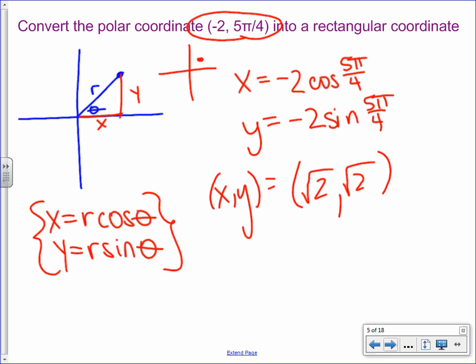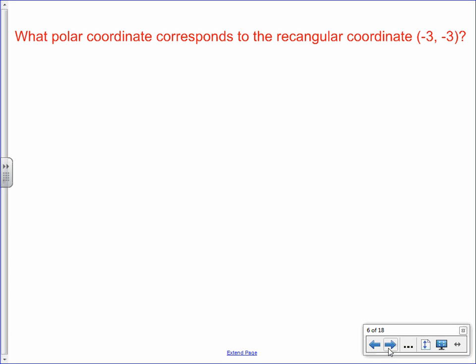Or we could just say x equals r cosine theta and y equals r sine theta. What did you say? Well, y would also equal tangent of theta times x.